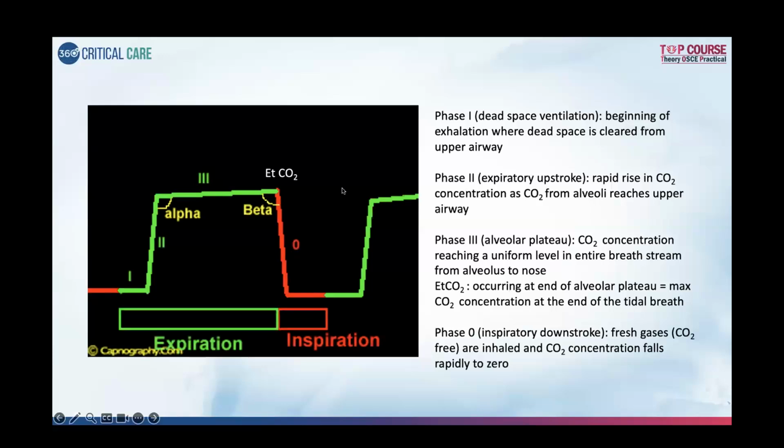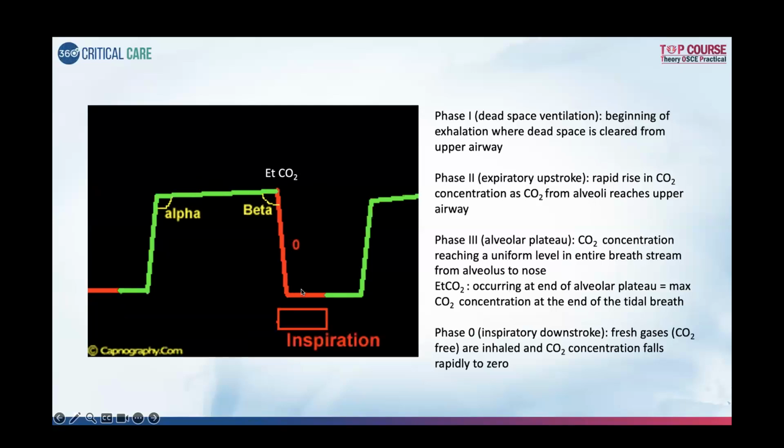Now, as we discussed earlier, phase 1 is dead space ventilation. This is the beginning of the exhalation where the dead space is cleared from the upper airway. Phase 2 is the expiratory upstroke, which represents a rising CO2 concentration as it rises from 0 to a peak level. Phase 3 is the alveolar plateau, which is not exactly a plateau but a slightly inclined, escalating line, and phase 0 is again coming back to the inspiration.